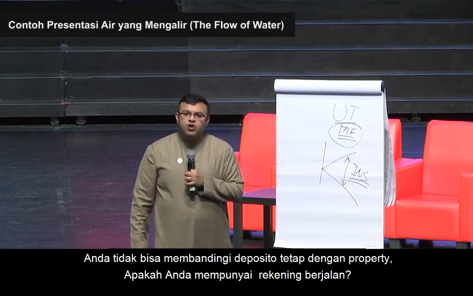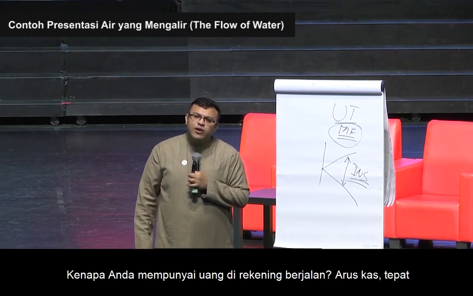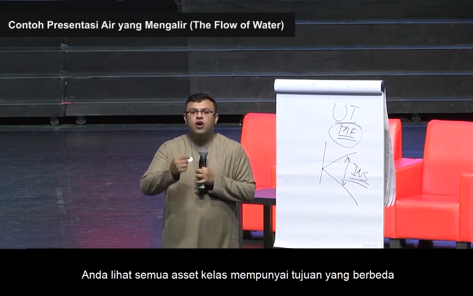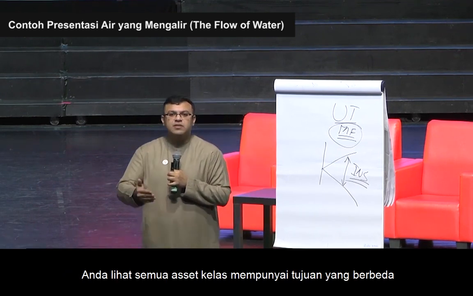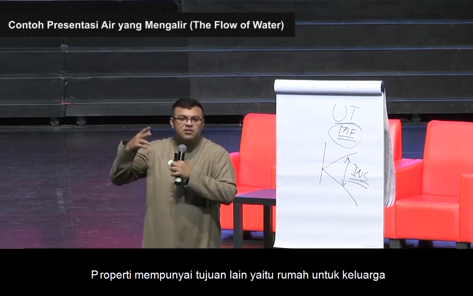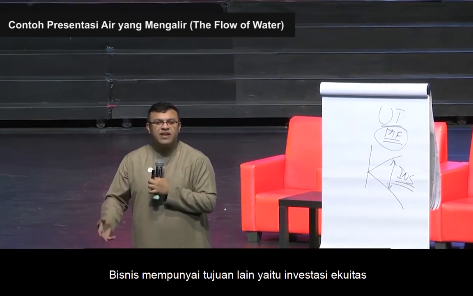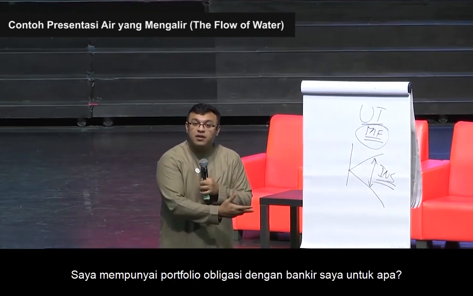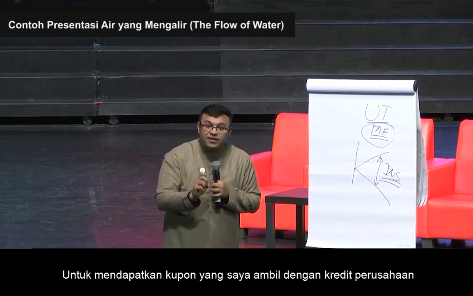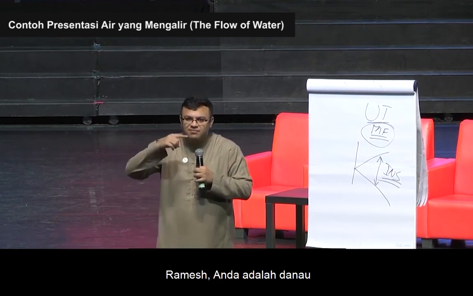Do you have money in your current account? How much is it earning? Nothing. Zero. Why do you have money in the current account? For cash flow. Cash flow, exactly. You see, all assets have a different purpose. Cash has one purpose, which is cash flow. Property has another purpose, the house. It's a house for my family. Business has another purpose, the equity investments. I have a bond portfolio with my banker for what? To get my coupons, which I'm taking on corporate credit. So I'm investing into companies. So I'm doing all these different rivers.